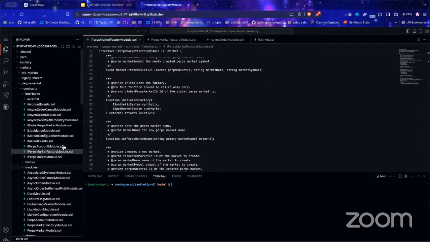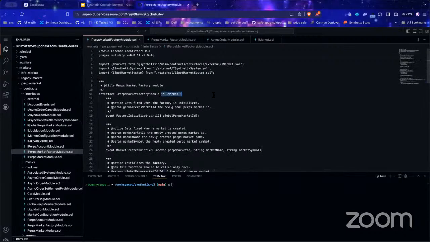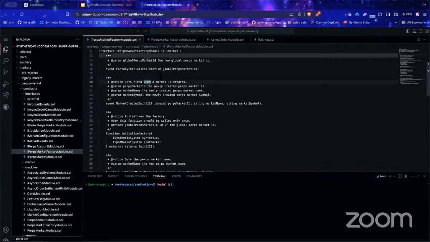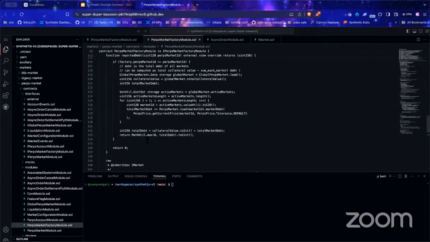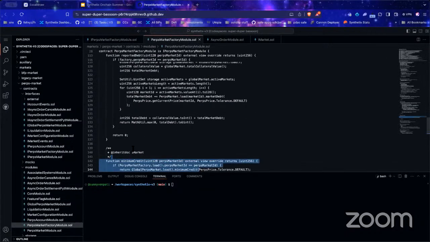We've used a factory pattern here because, obviously, if you have multiple assets, the factory essentially is in charge of creating all the different assets and markets around those. One entire factory is like one market in the previous diagram I showed you. If you go into the interface here, you can see it inherits from this IMarket, which essentially forces it to implement these functions.